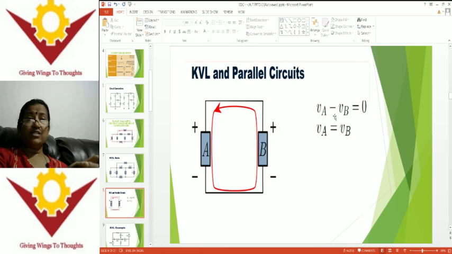So VA minus VB is equal to 0. That indicates VA is equal to VB. So the drop across component A is equal to that across component B but with negative polarities. That's why the sum of voltages in a closed loop is equal to 0.